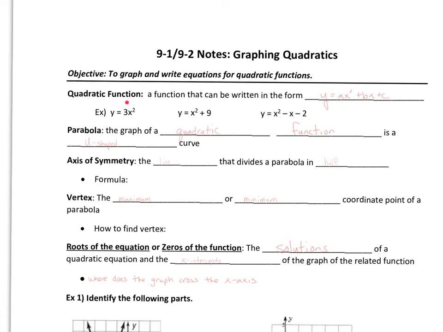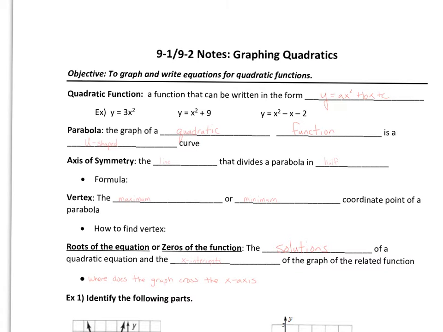So quadratic function, this is something we should already kind of know. We know a quadratic means it has an exponent of 2, so if you look at all these examples here, notice they've all got exponents of 2. Quadratic, right? Exponent of 2 or a degree of 2. Function is just a kind of a fancy way of saying equation, right? A function that can be written in the form of y equals ax squared plus bx plus c, okay? Which we've already been working on.